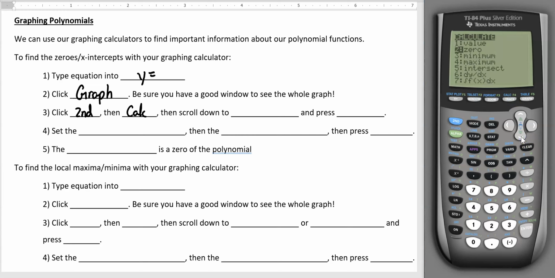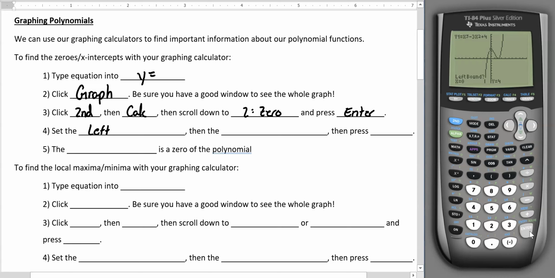We're going to scroll down to number 2, which is zero, and then press enter. Hopefully this rings a bell for us. We're going to set the left bound and the right bound. Remember, what that means is we want to go to the left of where it crosses, and then to the right of where it crosses. Notice I'm not trying to knock out both x-intercepts at this time. I'm just doing one at a time, and that's important.